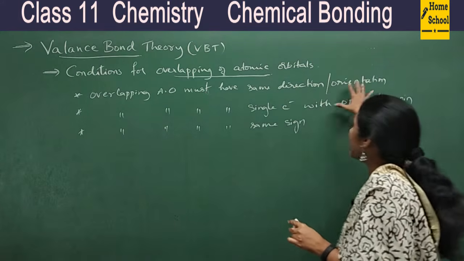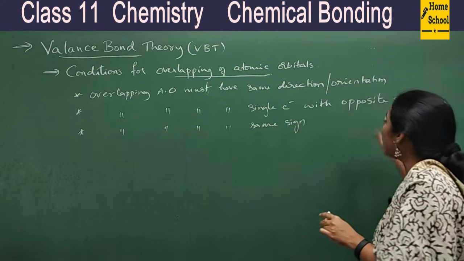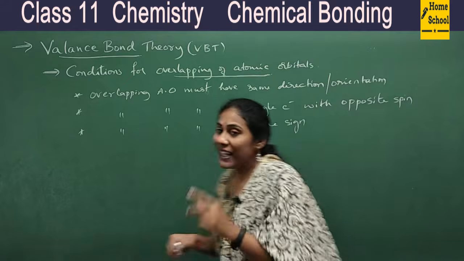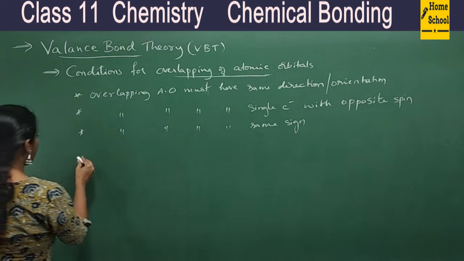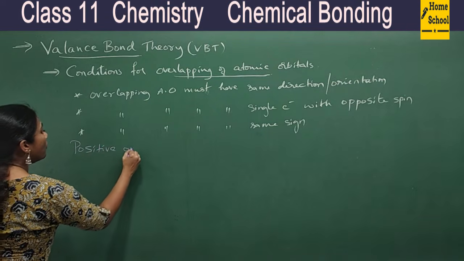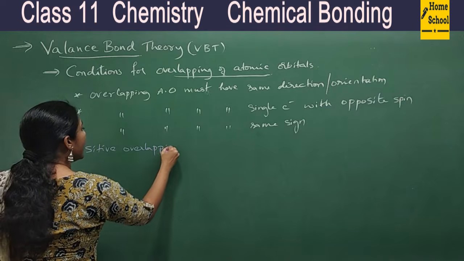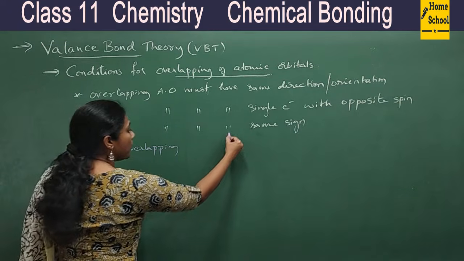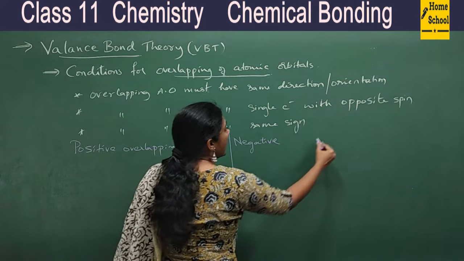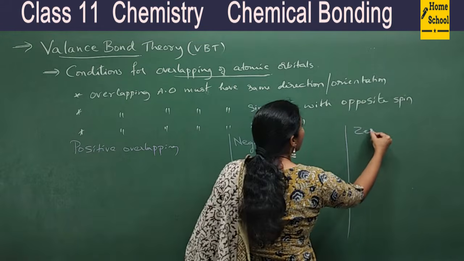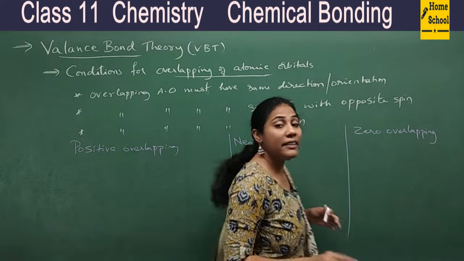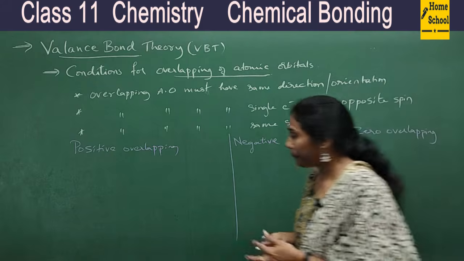Overlapping orbitals must have the same orientation, they should have a single electron with opposite spin, and they should have the same sign. Based on these conditions, we have three types of overlapping. One is positive overlapping. We have negative overlappings, and we also have zero overlapping. So let us understand what we mean by positive overlapping, negative overlapping and zero overlapping.